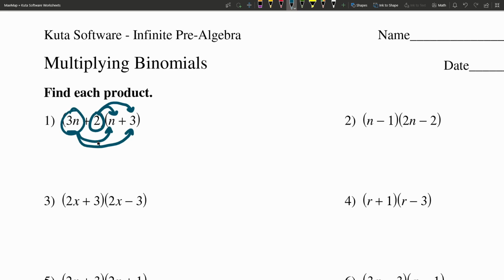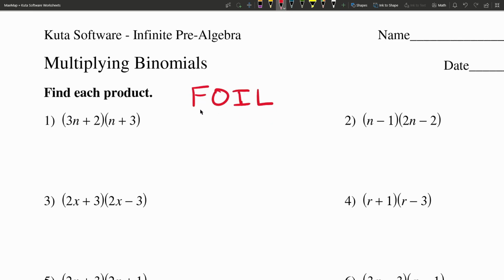So you can see there's 4 different combinations or multiplications that are going to need to be performed in order to multiply these binomials. And there's a simple acronym to help you remember how. And that acronym is FOIL. F-O-I-L. First, outside, inside, last.